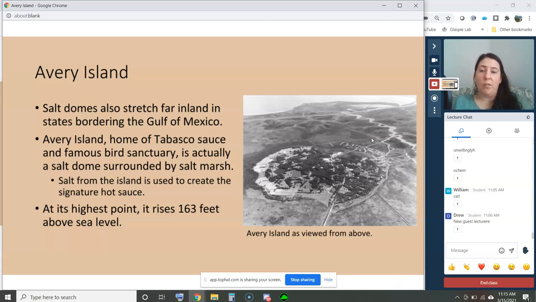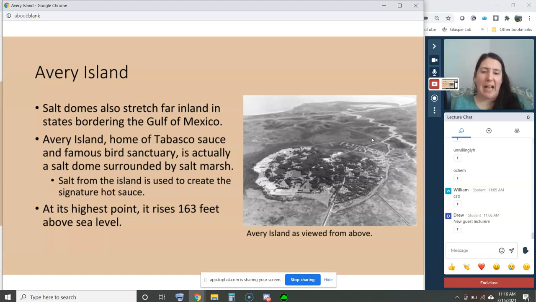So salt domes can stretch far inland in states bordering the Gulf of Mexico. That's because at various times the sea level has been pretty far inland. And as that shallow sea evaporated, salt gets deposited on what we now consider land, but was then a shallow sea. So they can stretch far inland, and Avery Island, which looks like it's somewhat inland and is the home of Tabasco sauce and a famous bird sanctuary. This is actually a salt dome that's surrounded by salt marsh. And then it's interesting to know that salt from the island is actually used to create the signature hot sauce. And so you wouldn't have Tabasco sauce without salt domes.